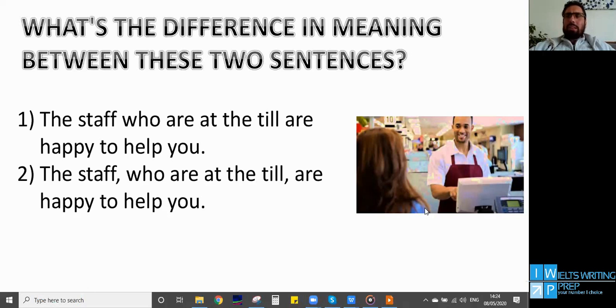Hiba says 1 specific and 2 all staff. All the staff, okay. Who are at the till is extra information. I don't understand that because we have 2 sentences. Okay.